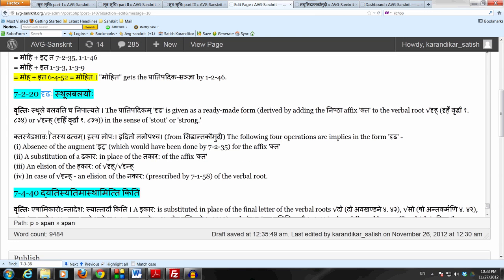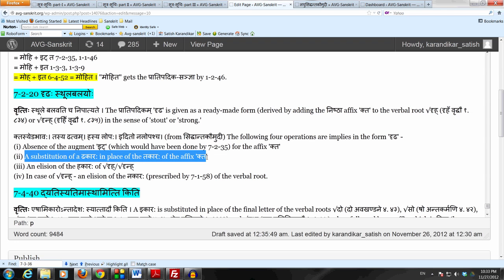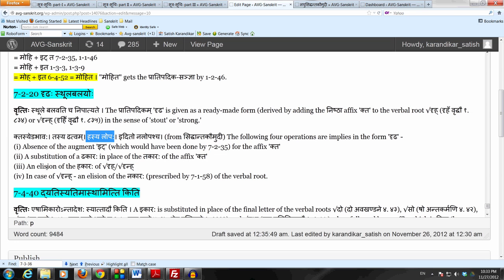The second one is tasya dhatvam. Tasya nishtha tasya dhatvam. So the takara of the nishtha pratyaya kta is being replaced by a dhakaraha. So that is the second operation implied in this form dridha. The third operation is hasya lopaha. The hakaraha, the dhatu drh or drum, is being replaced by a lopaha, means is being basically removed, being elided, replaced by a zero. So it is being elided.